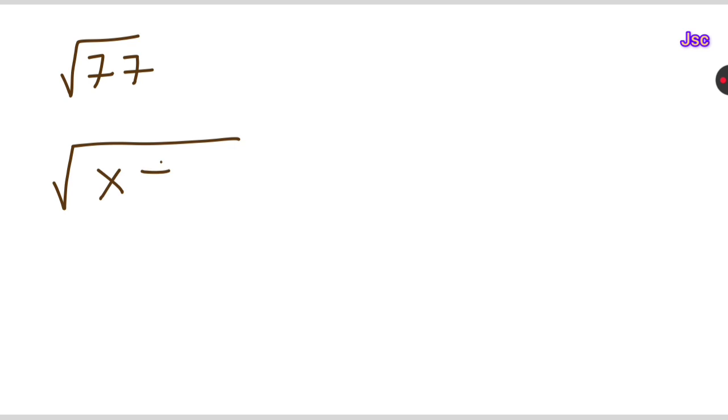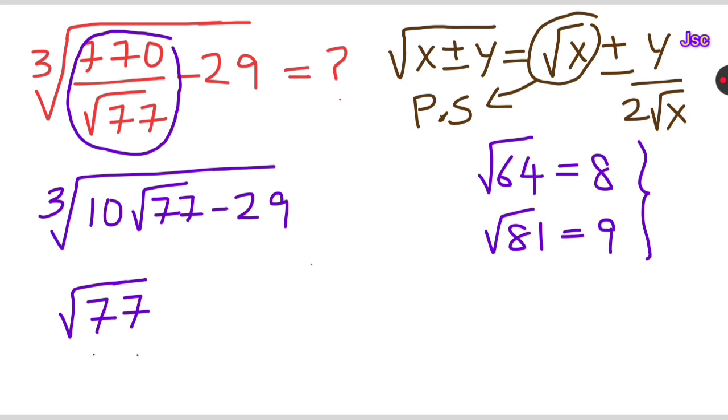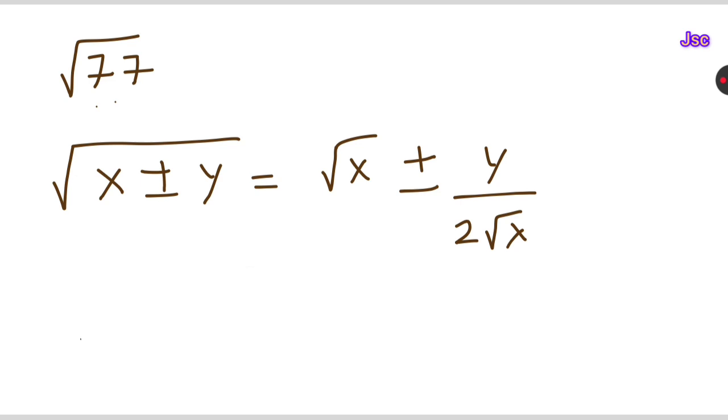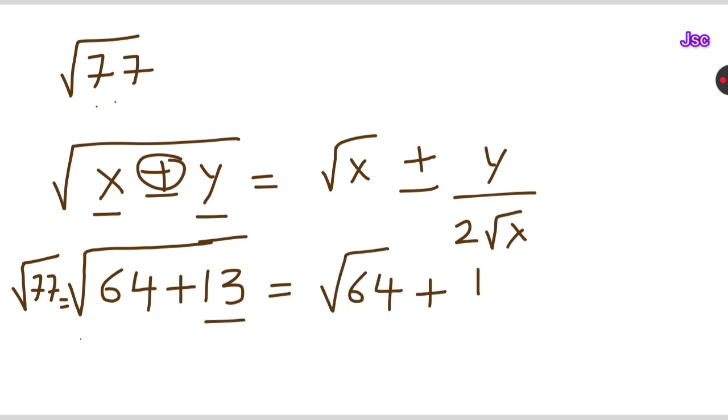Square root of x plus or minus y is equal to, so we need to convert this non-perfect square number in terms of one perfect square and y as the remaining number. Square root of 77 lies in between square root of 64 and square root of 81. So let's convert in terms of 64. This 77 we need to write as 64 plus 13, isn't it? Here I am doing plus. So that is square root of 64 plus our y, 13, over 2 times root 64.